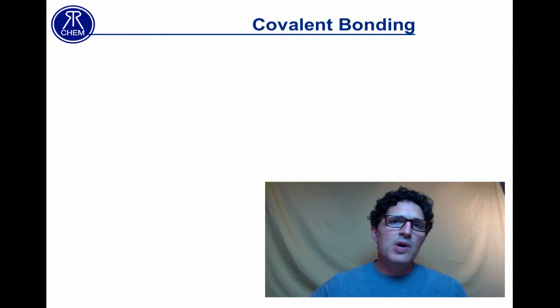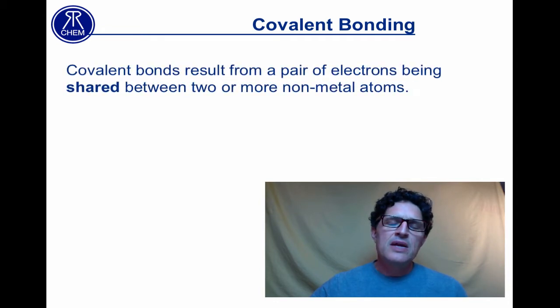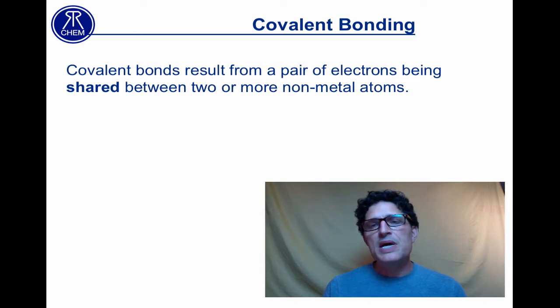Well, the covalent bond is a different situation. The covalent bond results from a pair of electrons being shared. The key word there is shared between two or more non-metals. So here we're not only talking about not exchanging electrons, we're also talking about non-metals bonded to non-metals.